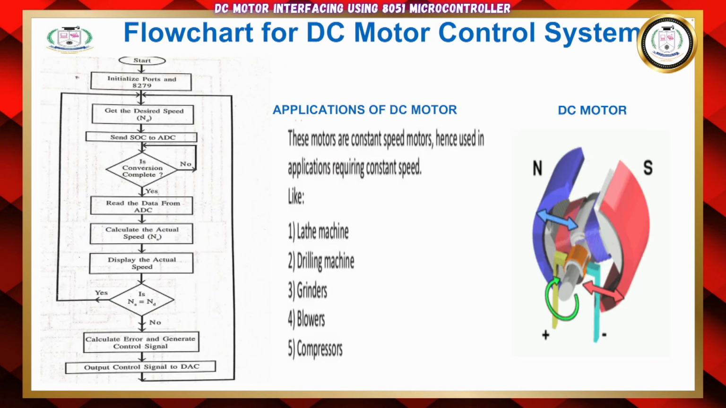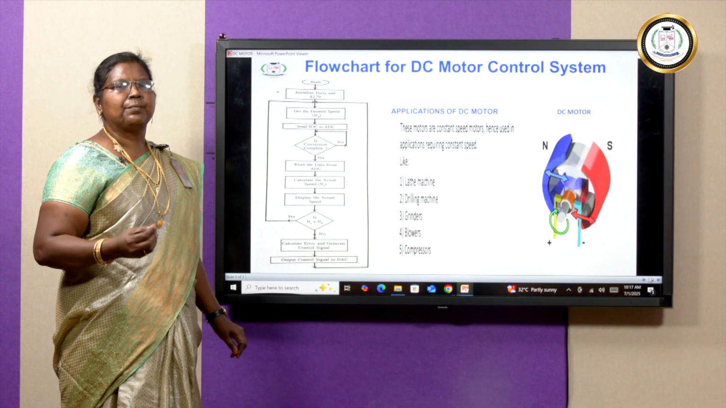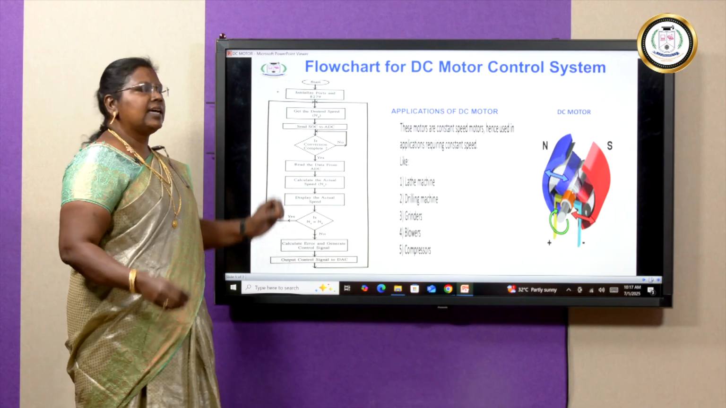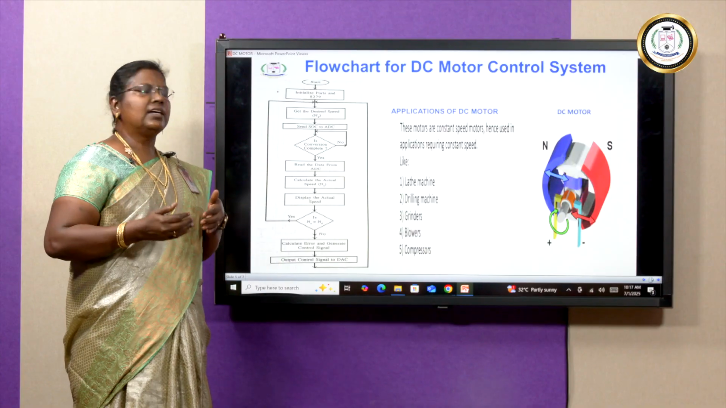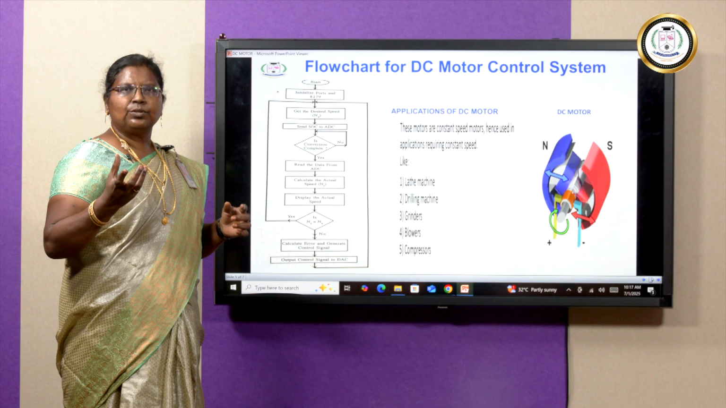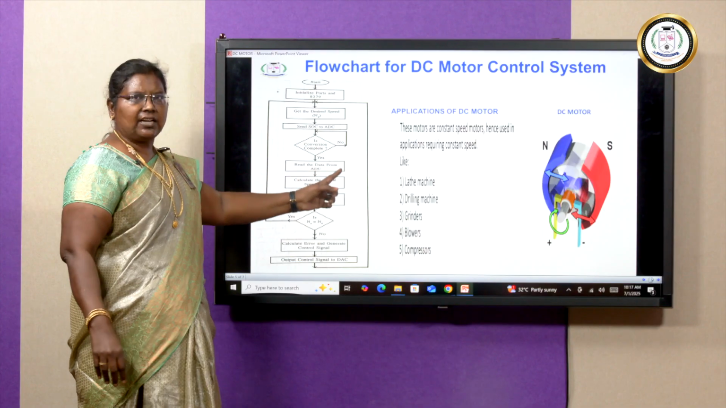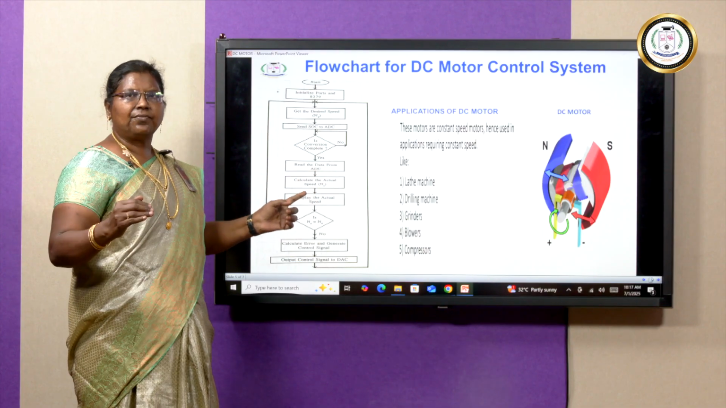This is the flow chart here. In this flow chart, we are initializing the 8255 programmable peripheral interface, as well as the 8279 keyboard/display controller. Then we are getting the desired speed from the operator. Once the desired speed is received, we calculate the actual speed, which is received from the tacho-generator, and that data will be given to an analog to digital converter, where we are giving the start of conversion and waiting for the end of conversion.